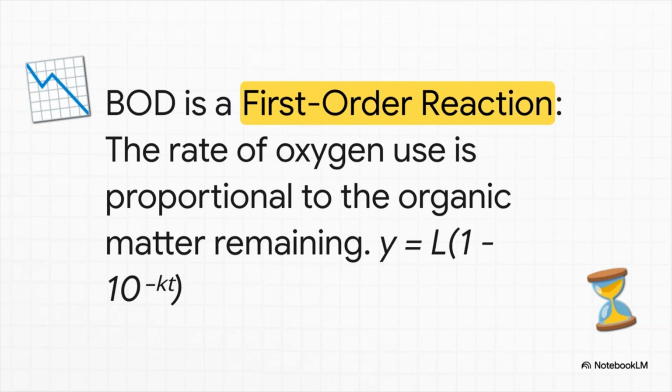Now, the BOD process isn't a straight line. It starts off fast and then slows down as the organic food gets eaten up. This first-order reaction equation here just describes that curve. It lets us predict the BOD at any time t based on L, the ultimate or total BOD, and K, the speed of the reaction.